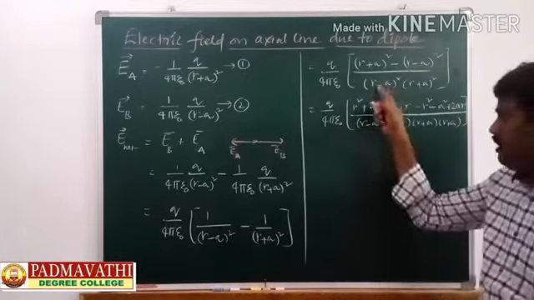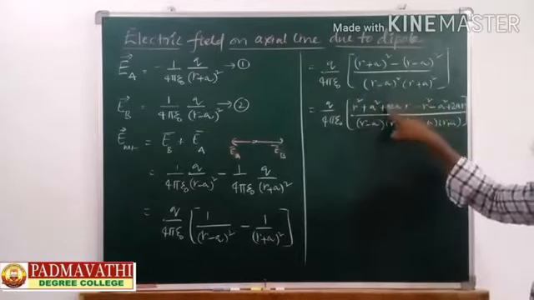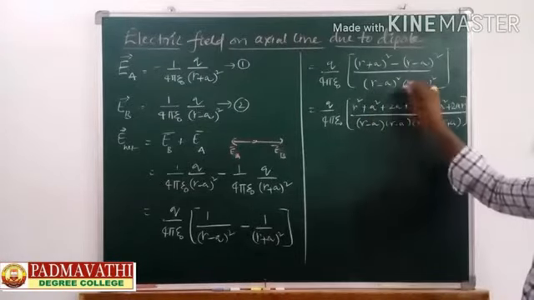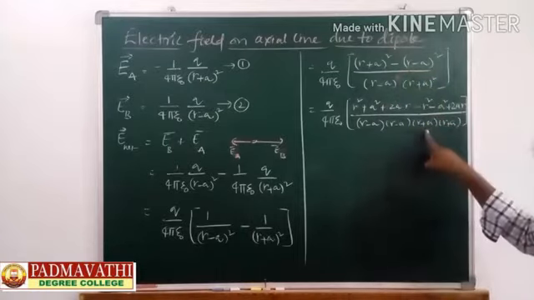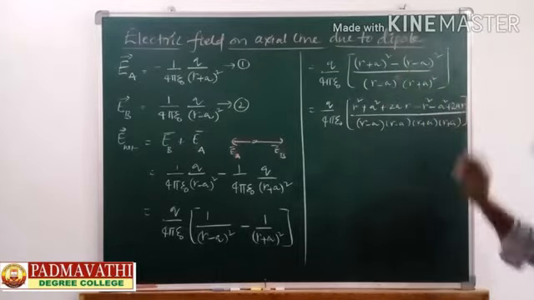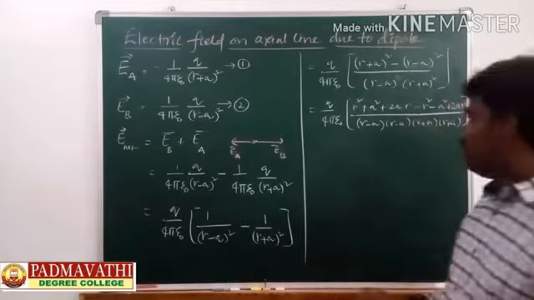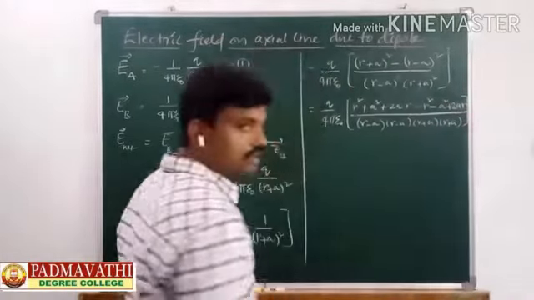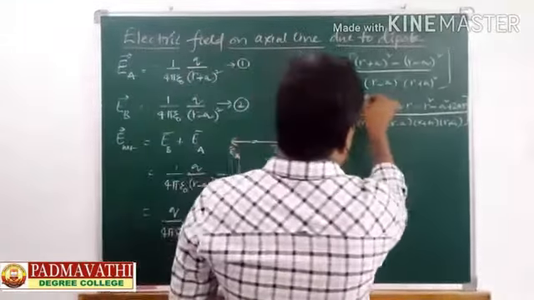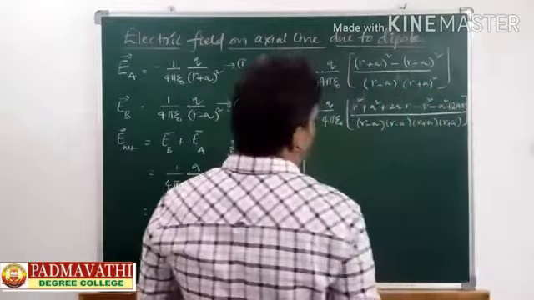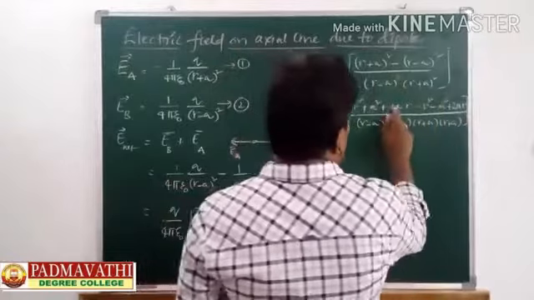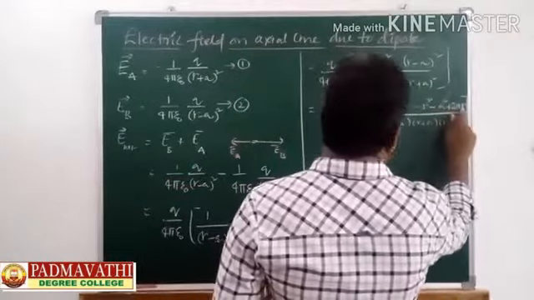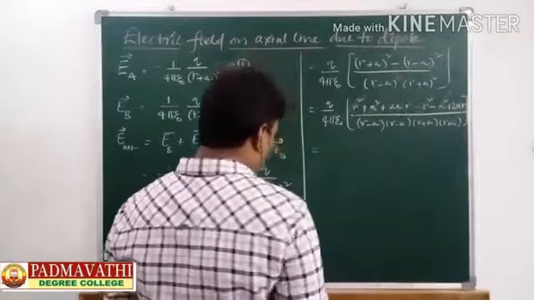So in the denominator you have (R minus A) whole square. I am going to write it as (R minus A) into (R minus A), and this is (R plus A) into (R plus A). And now let's go with cancellations here. R square and R square will get cancelled, and here A square and A square will get cancelled, and you are left with 2AR and 2AR. Totally it will become 4AR.